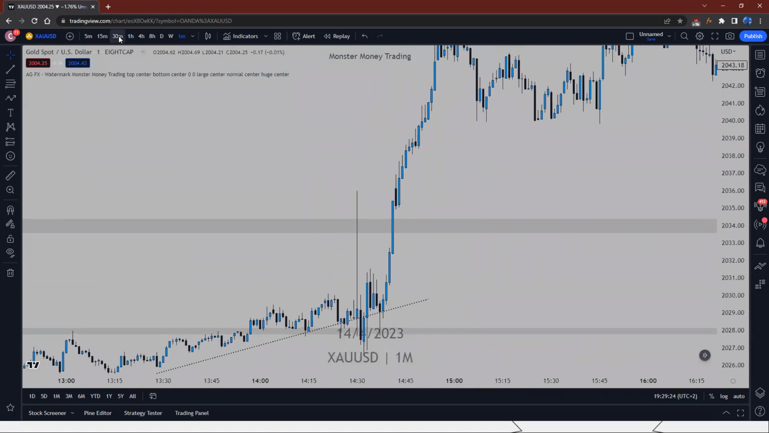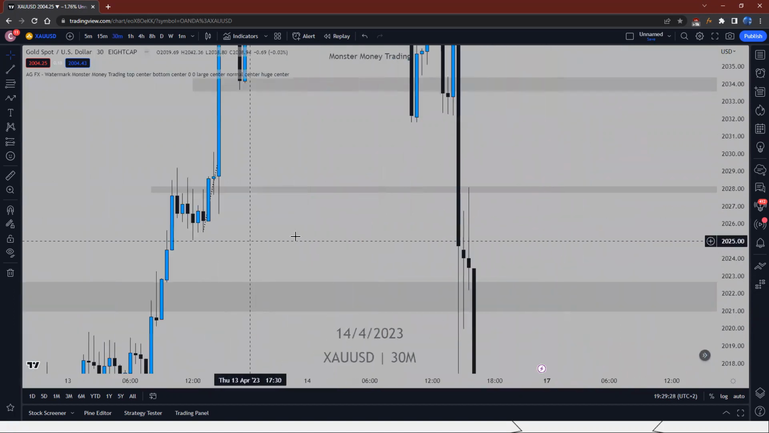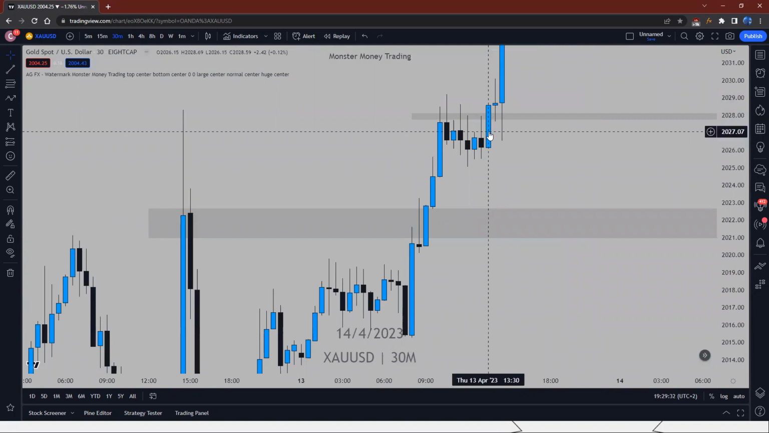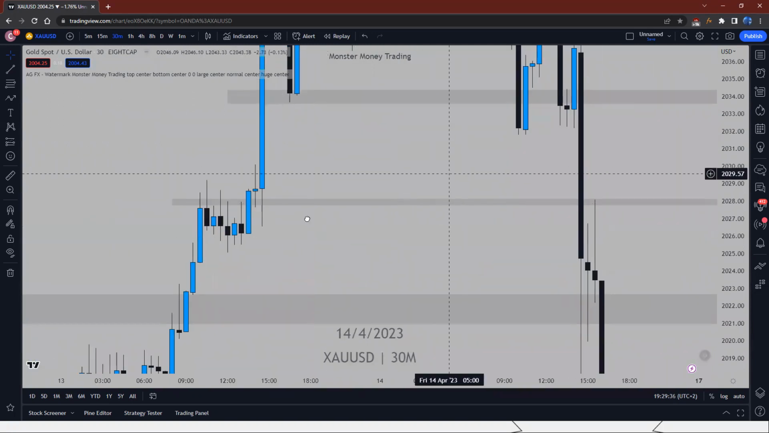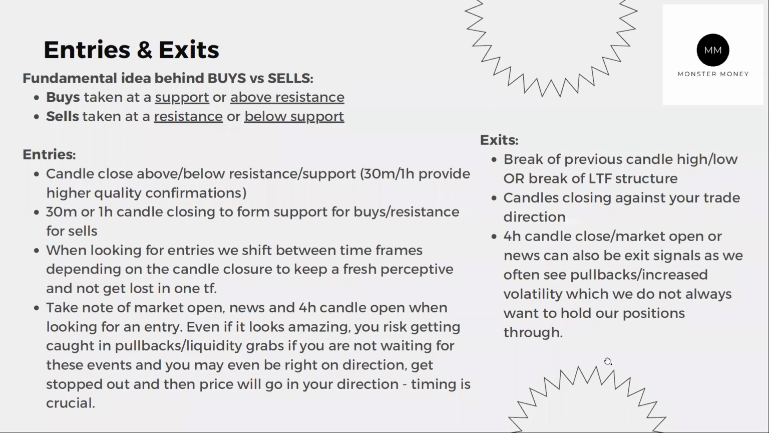Now, the same applies if you're in profit. You can trail your stops by moving your stop loss below the previous 30-minute candle into profit. So obviously, if candles are closing against the direction of your trade, this could be an indicator for us to exit our position or at least manage risk.